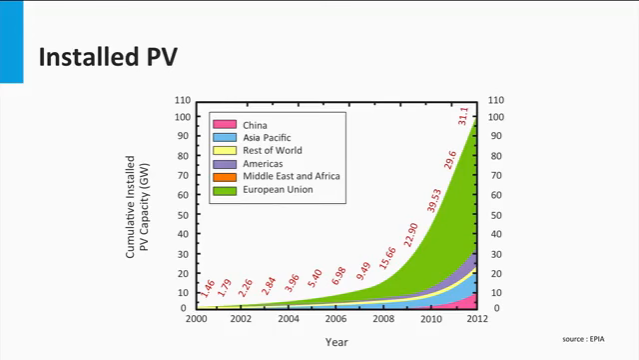The pink color corresponds to China, which shows an unprecedented increase in the installed PV capacity from 2010 to 2012. The purple area reflects the PV capacity installed in North and South America. Orange corresponds to the Middle East and Africa, whereas yellow corresponds to the rest of the world. It is important to note that the total installed solar power has passed the 100 gigawatt mark in 2012.